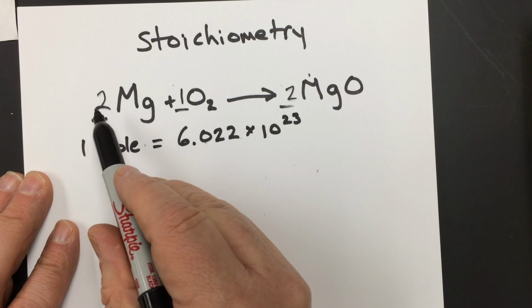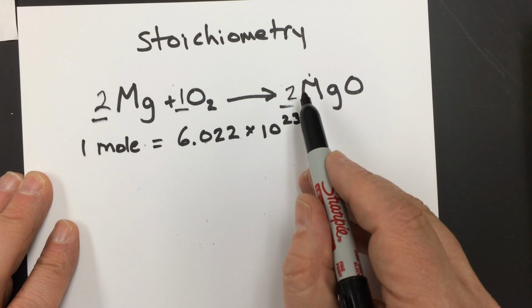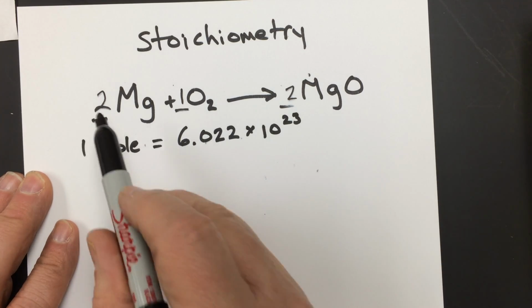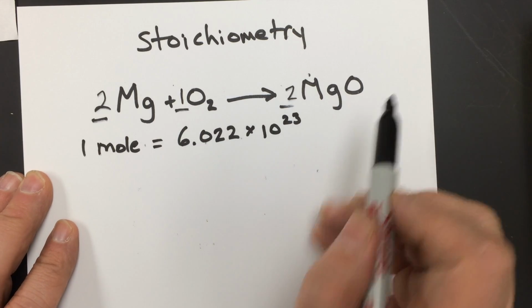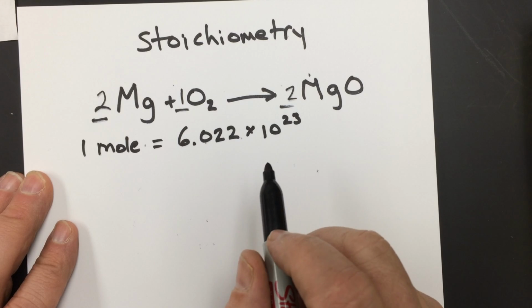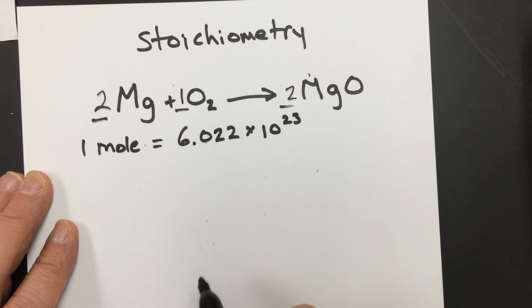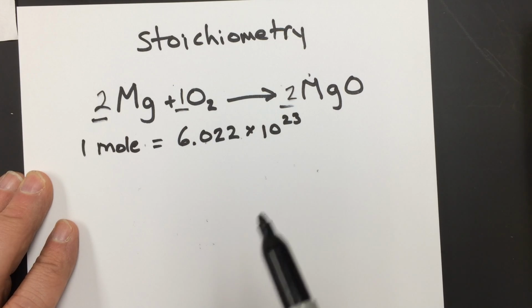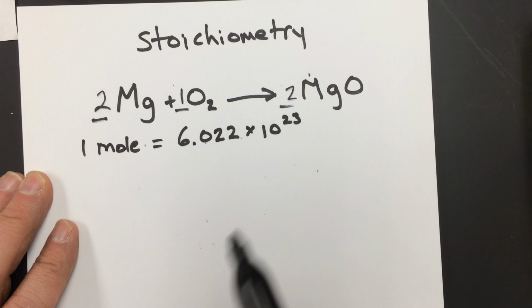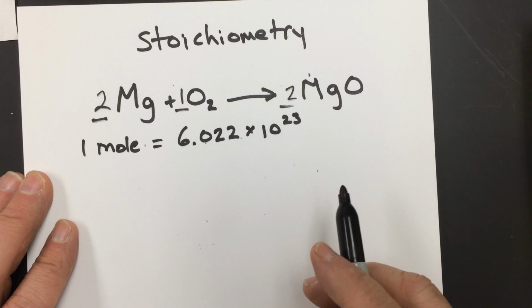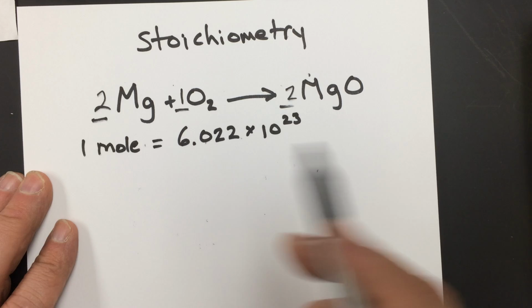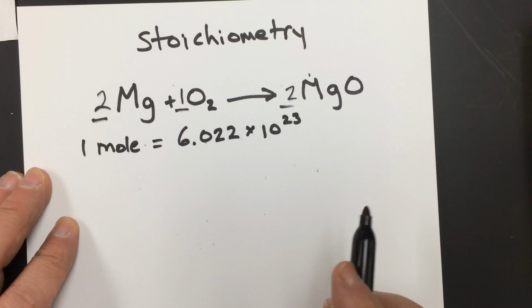So if I can say 2 dozen of these plus 1 dozen of these yields 2 dozen of these, I could also say 2 moles of this plus 1 mole of this yields 2 moles of this. Okay, so extremely useful. We're going to use the mole in order to find out amounts. So that's where the metrics comes from. If I give you a certain amount, you can tell me how much it's going to make or how much it needs to react with in order to make something.